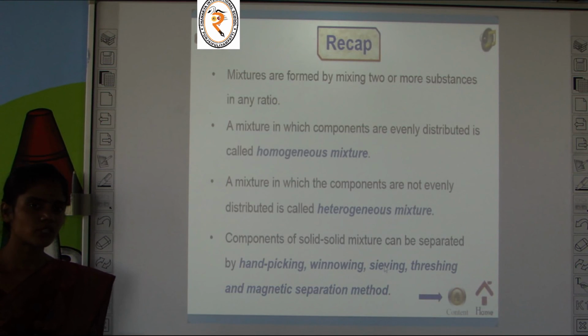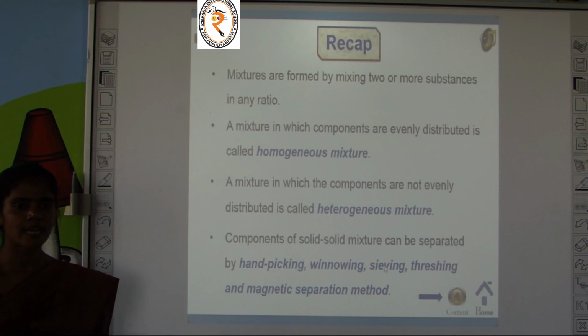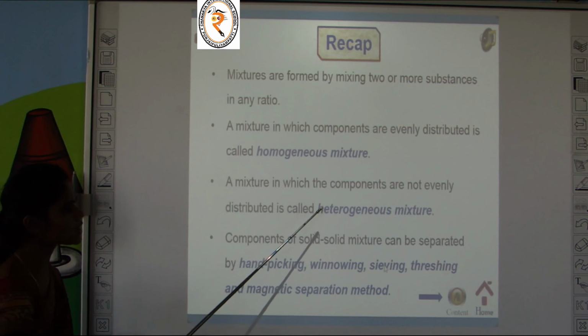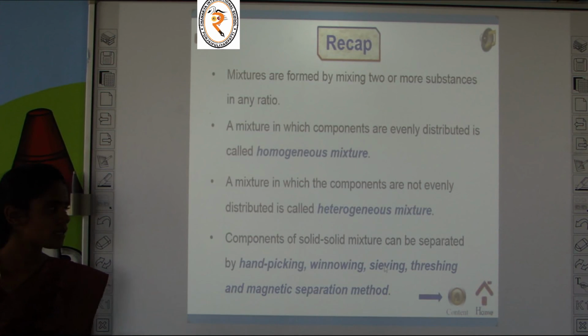What is called a heterogeneous mixture? It is not evenly distributed. For example, take some water and add some chalk powder or sand to that water. Is it dissolved completely in that water? No, we can see the boundaries, isn't it? The sand particles settle down at the bottom. So a mixture in which the components are not evenly distributed is called a heterogeneous mixture.